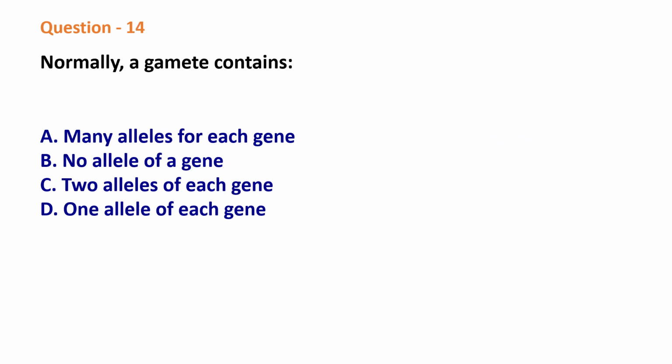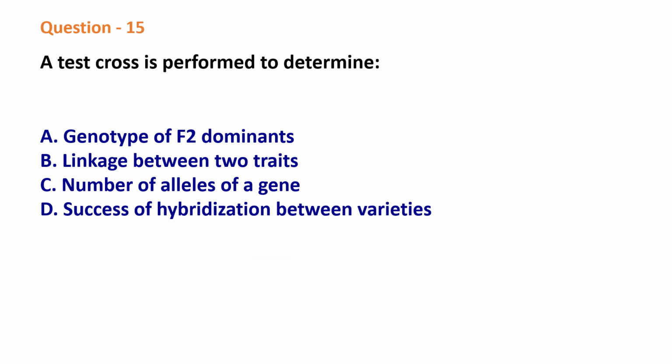Question 14. Normally, a gamete contains many alleles of each gene, no allele of a gene, two alleles of each gene, one allele of each gene. The correct answer is one allele of each gene. We have learned in the law of segregation that the alleles segregate out during gamete formation. So here the alleles of each gene separate out and only one allele will be there in one gamete.